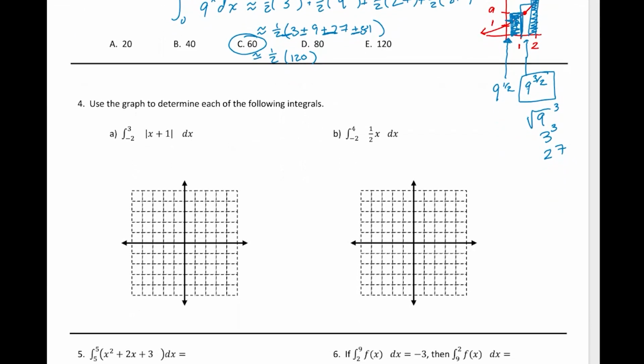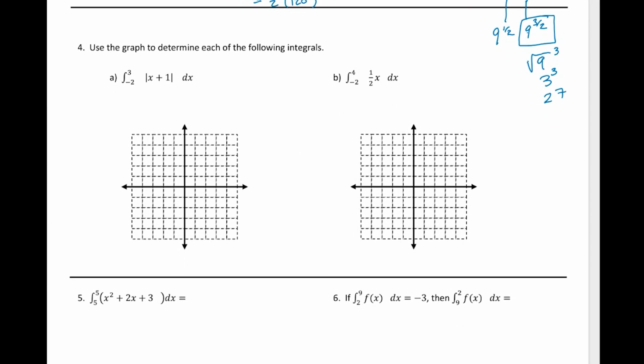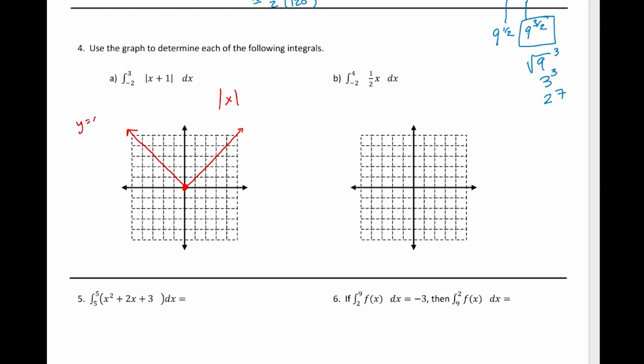All right, let's take a look at number 4. It says use the graph to determine each of the following integrals. So the first one is an absolute value function. And if we were just graphing the absolute value of x, it would look like this. The absolute value of x just reports back whatever the input was, but makes it positive. So it's kind of like y equals x, except all of these negative y values get reflected over the x-axis. And so you end up with this V-looking graph.